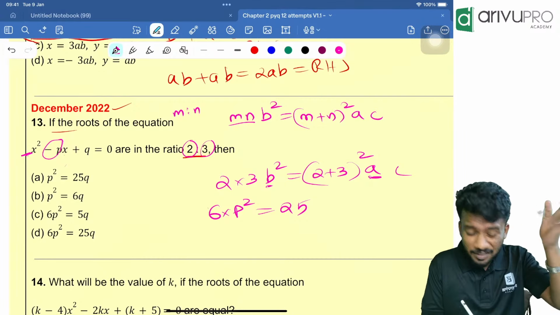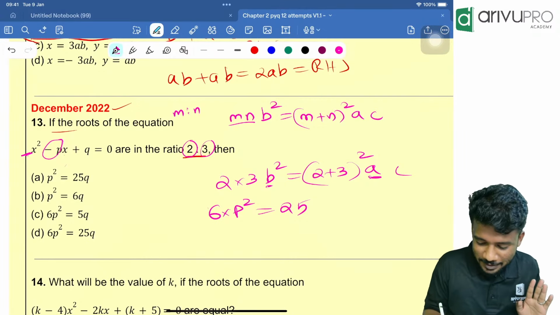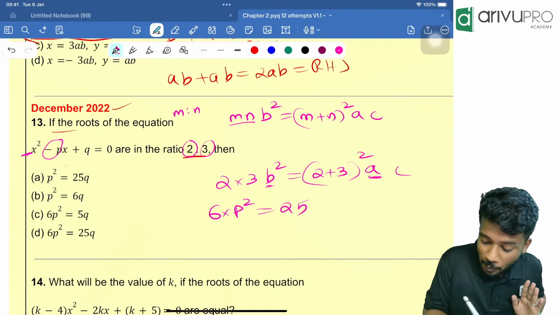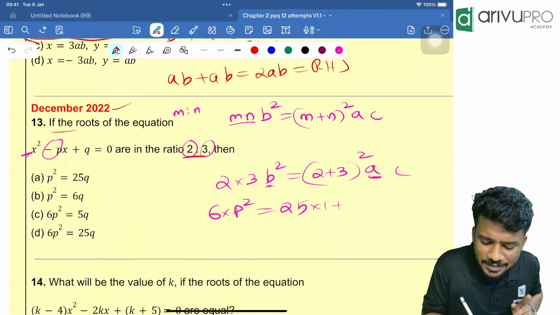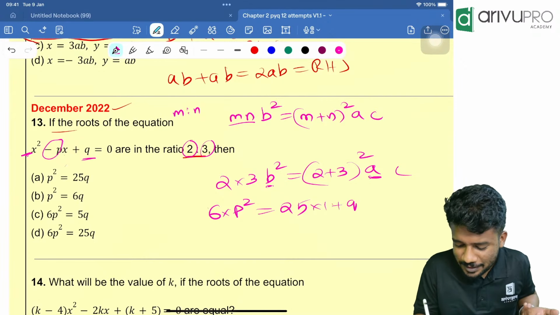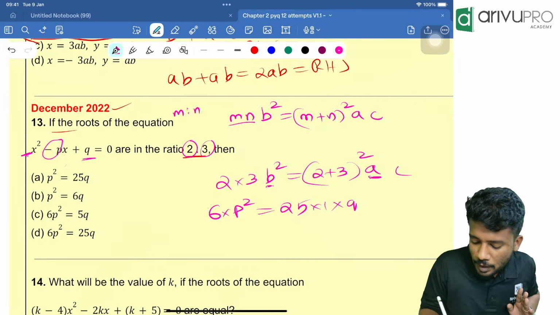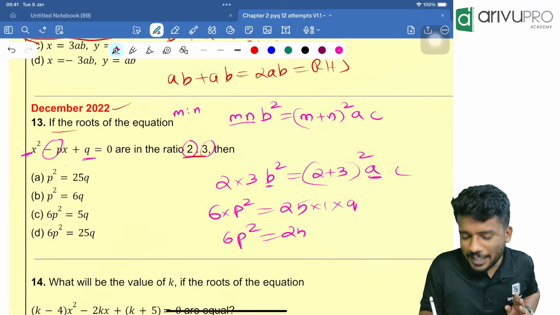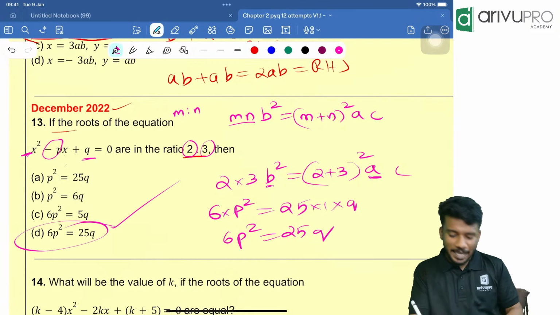Did I say X square previously? Minus P is the coefficient of X. B is nothing but the coefficient of X, and A is the coefficient of X square. So A into 1 plus C, a constant term, here it is Q into Q. 1 into Q, not plus, into Q. That means 6P square is equal to 25Q. Direct answer. Very easy. Which option? Option D is your answer.